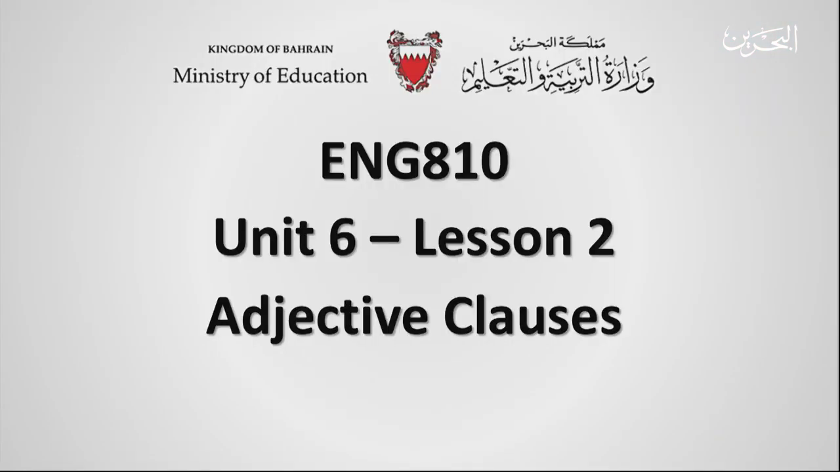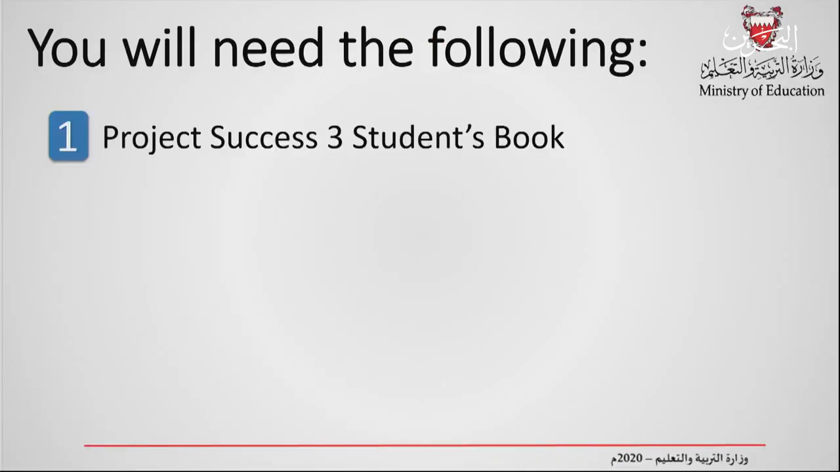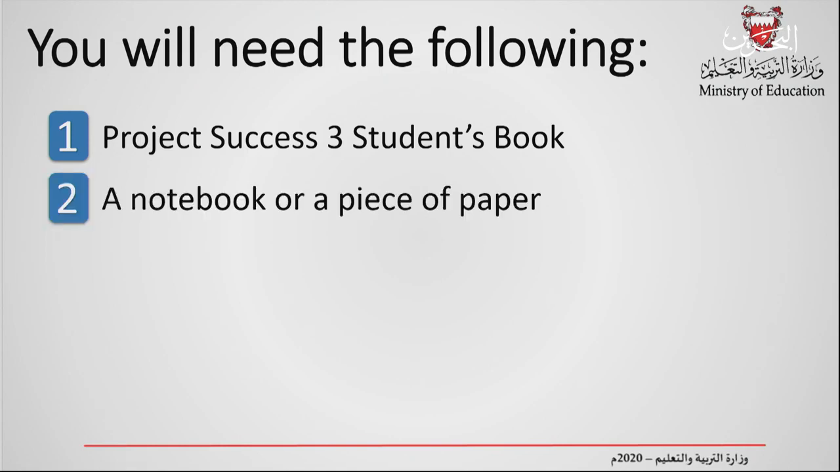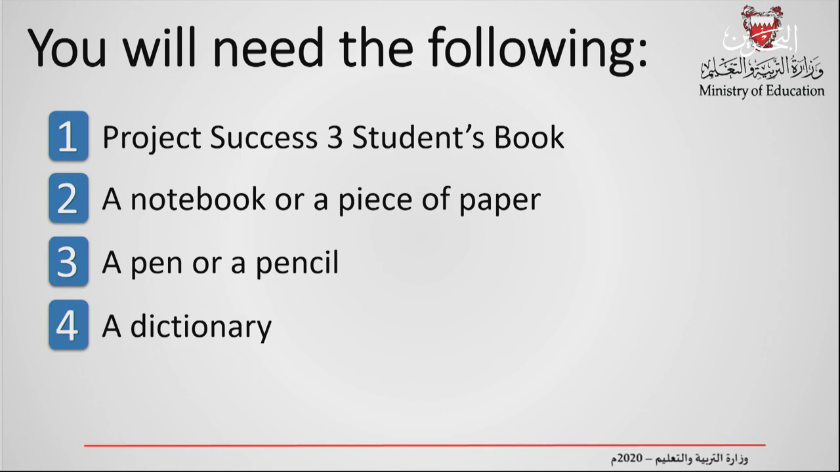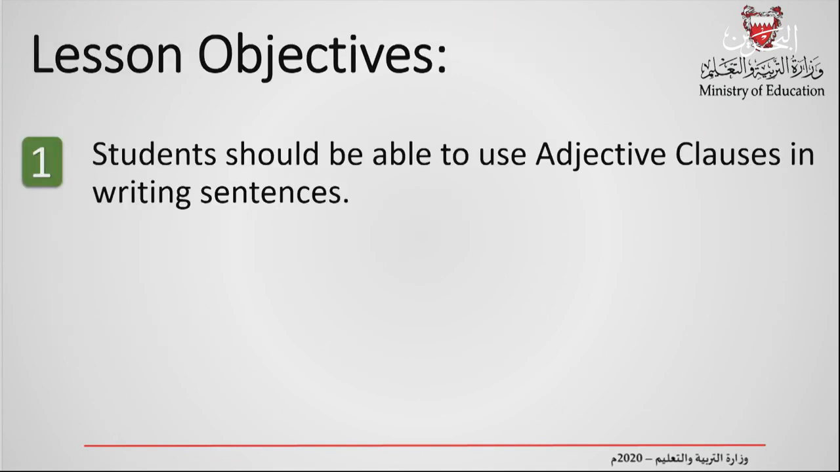All right. Now, in order for us to do the lesson well, you need the following. Number 1, Project Success 3 Student's Book. Number 2, a notebook or a piece of paper. Number 3, a pen or a pencil. Number 4, a dictionary. All right, let's jump to lesson objectives.